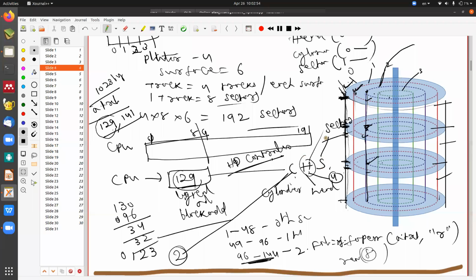Answer आ गया। Then what the controller has to be generated when the CPU gives a logical address as a 129, then the controller will be generated what? 242.